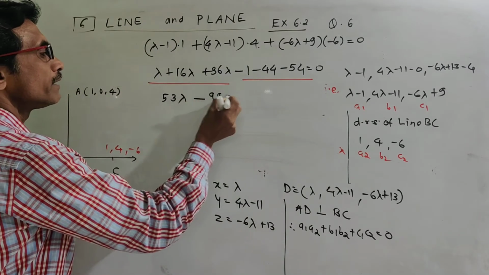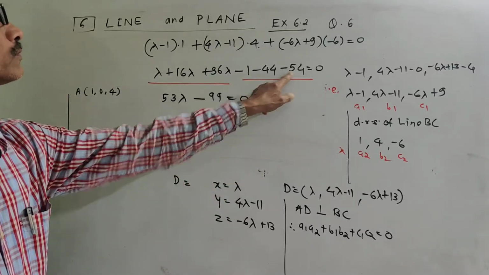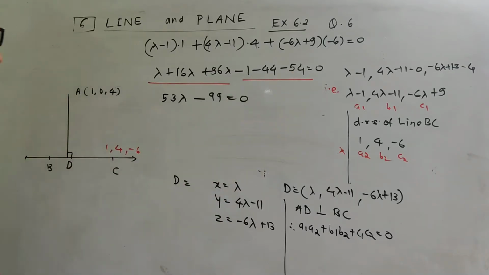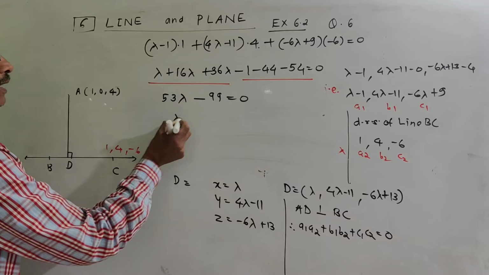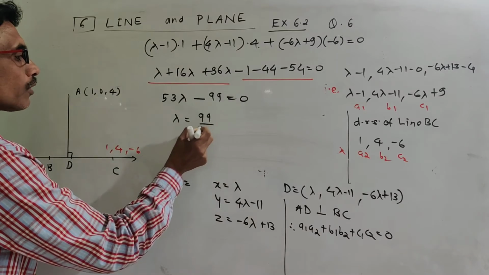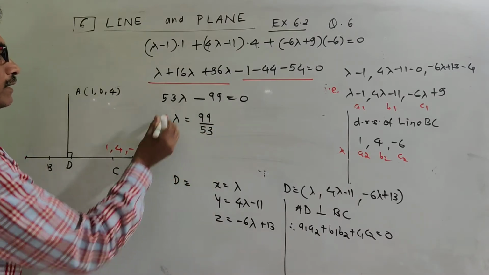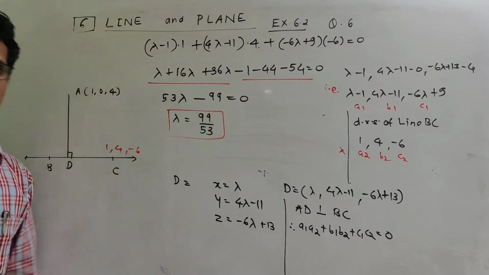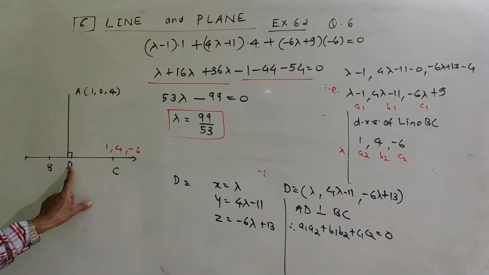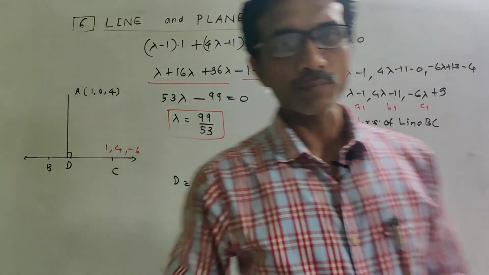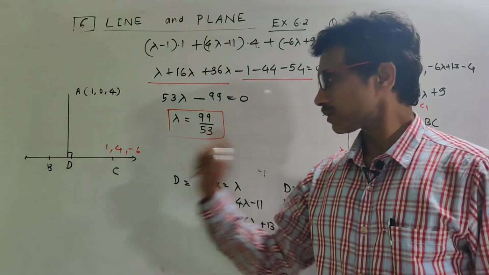Minus 99 is equal to 0. So 99 is equal to 0, and therefore lambda, you are getting 99 upon 53. 99 upon 53 is the value of lambda. But we are interested to find the coordinates of D. How will you get the coordinates of D?